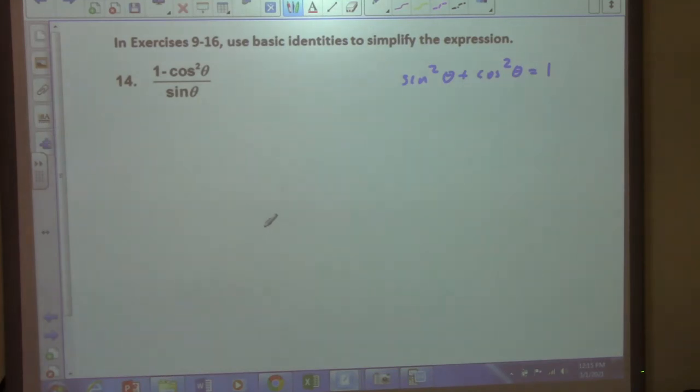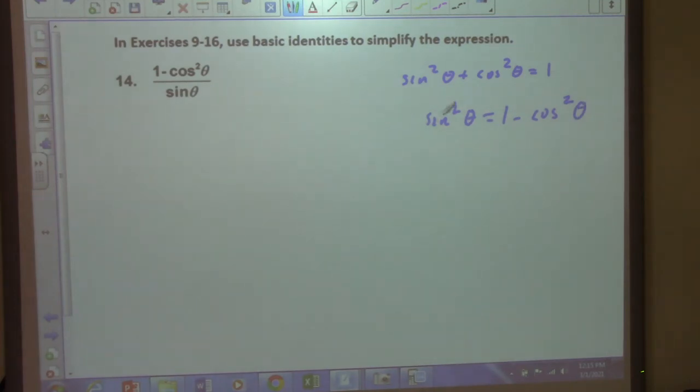Do you put them all over cosine squared theta? Well, here, let's see if we can rewrite this. Can we rewrite this? Yes. How can we rewrite this? Sine squared theta? Yeah, so what we have is sine squared theta, because you subtract, is equal to 1 minus cosine squared theta.